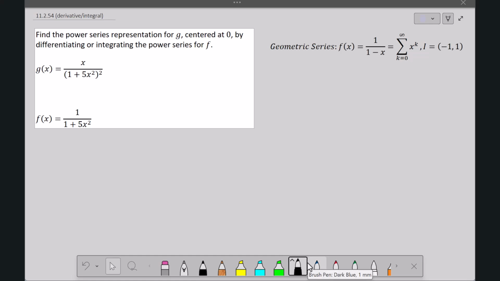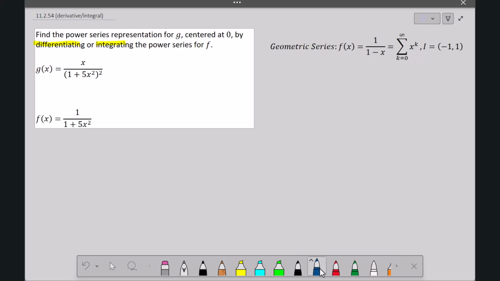Let's go ahead and find the power series representation of G from the power series representation for F. The first step is to figure out a path to get from F to G. The suggestion is with differentiation or integration. Let's start with a derivative and just see where we're at.